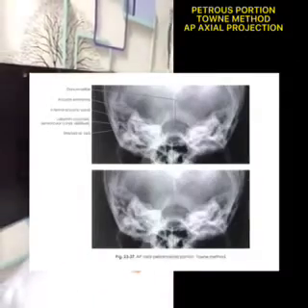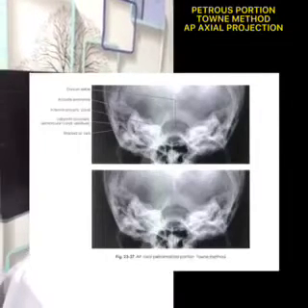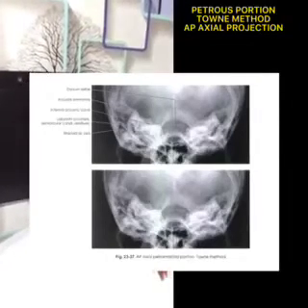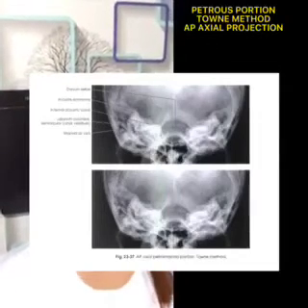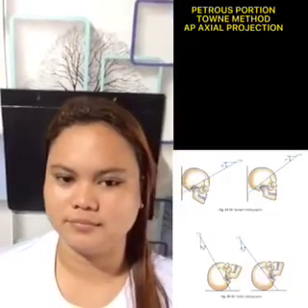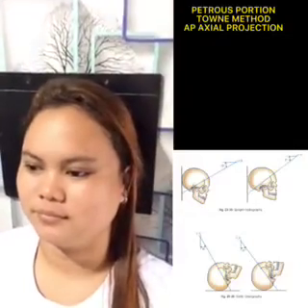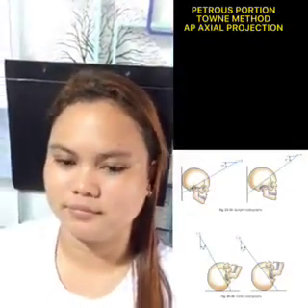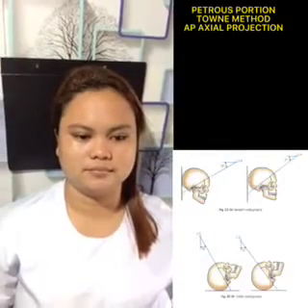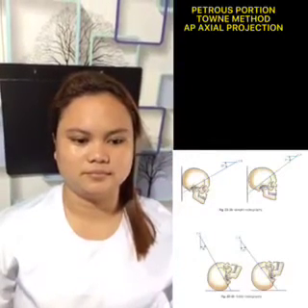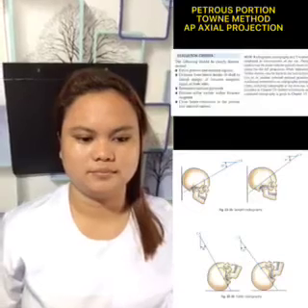Structures shown. This projection shows the petrosae projected above the base of the skull, shown in figure 23-7. It demonstrates the internal acoustic canals, arcuate eminences, labyrinths, mastoid antrums, and middle ears. The dorsum sellae is seen within the foramen magnum.